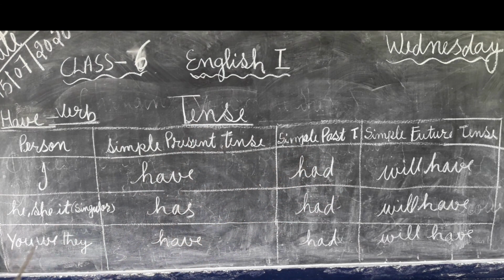Now, with the plural form, how are you going to use you, we, they? What will be the present tense? You have, we have, they have. You had, we had, they had. Then future tense: you will have, we will have, they will have. So these four verbs we are going to use in our day-to-day life.